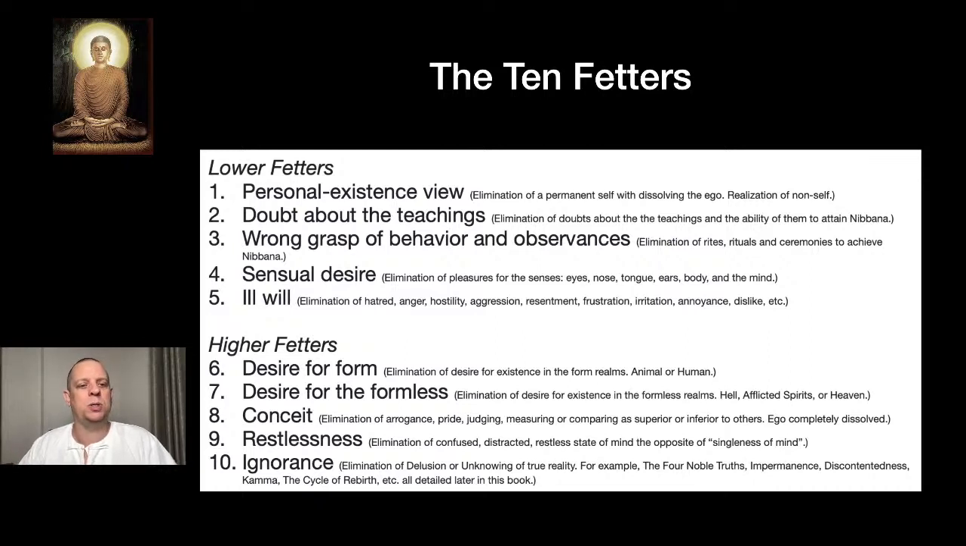There will be continuous rebirth. So you've got to get to the point where you no longer have this desire to be either in the animal realm or the human realm.